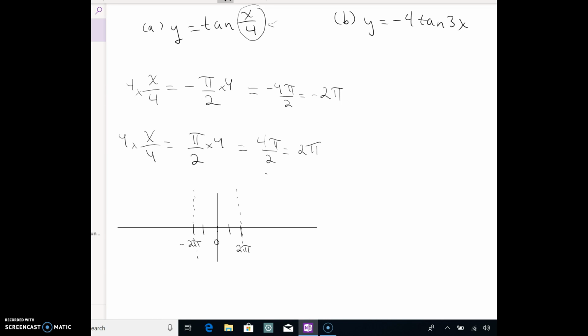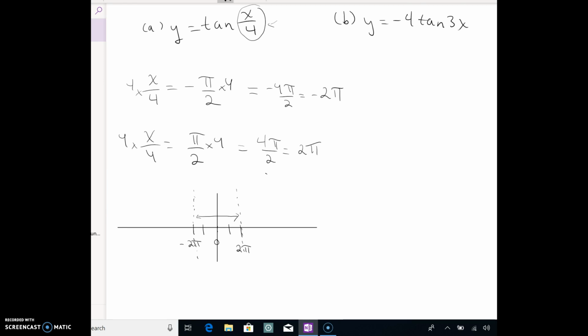So what this means is we have a new period. First of all, I hope you can see that we have a new period of 4 pi. The distance from negative 2 pi to positive 2 pi is 4 pi. 2 pi units over here plus 2 pi more units over here gives us 4 pi. So that means every 4 pi we're going to have a period.